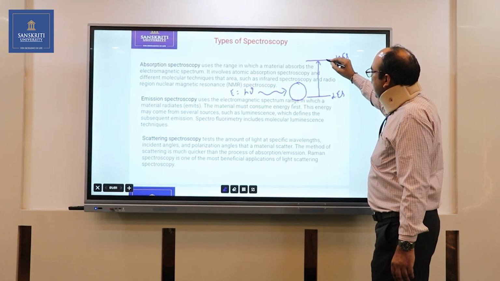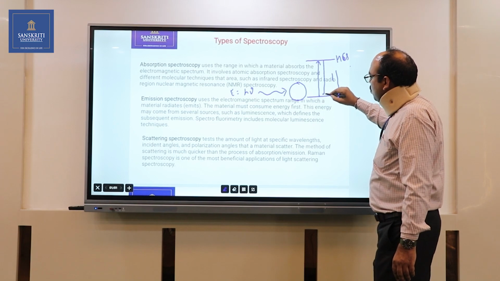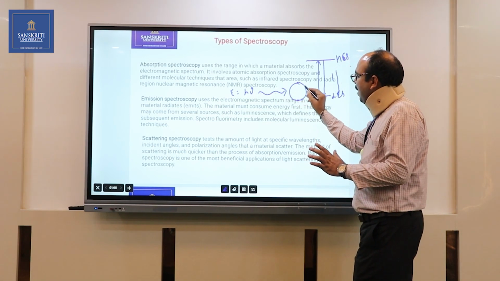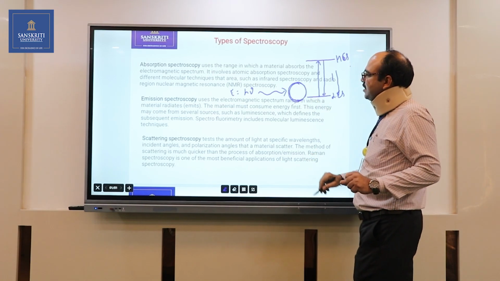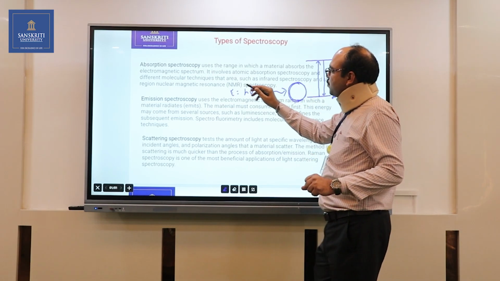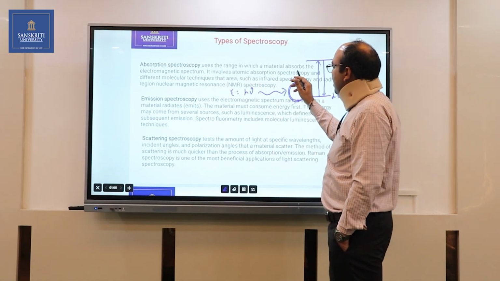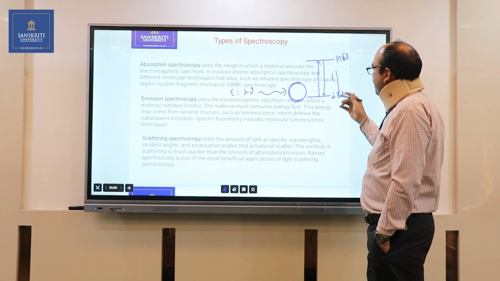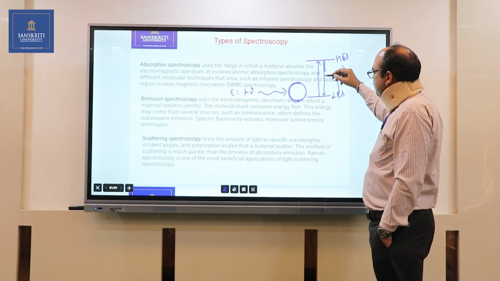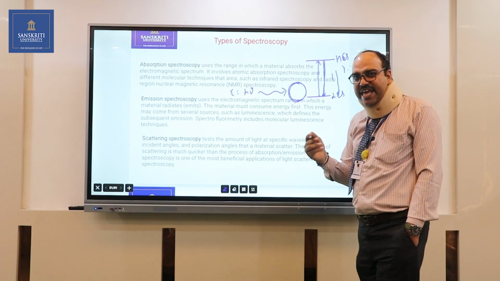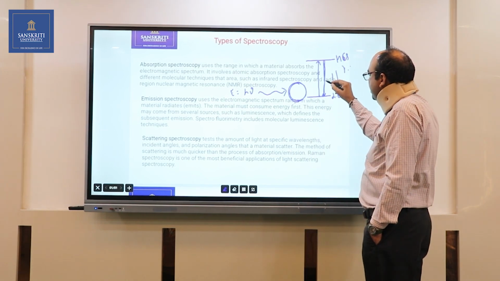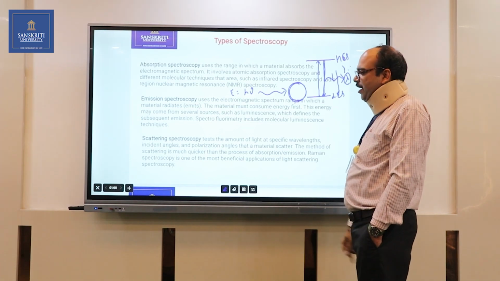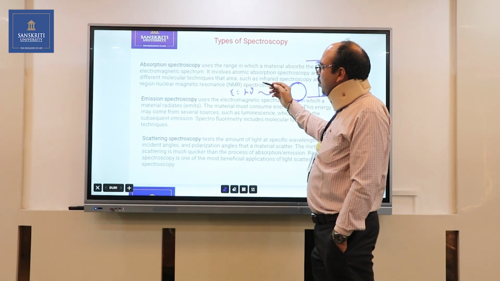So when it absorbs, it moves, and after some time it comes back. The radiation is absorbed by the matter, and the matter gets excited. So absorption spectroscopy uses the range in which a material absorbs the electromagnetic spectrum. It provides the spectrum, and when it returns back after 10 to the minus 8 seconds, it generates a different wavelength of light. So that is basically absorption.